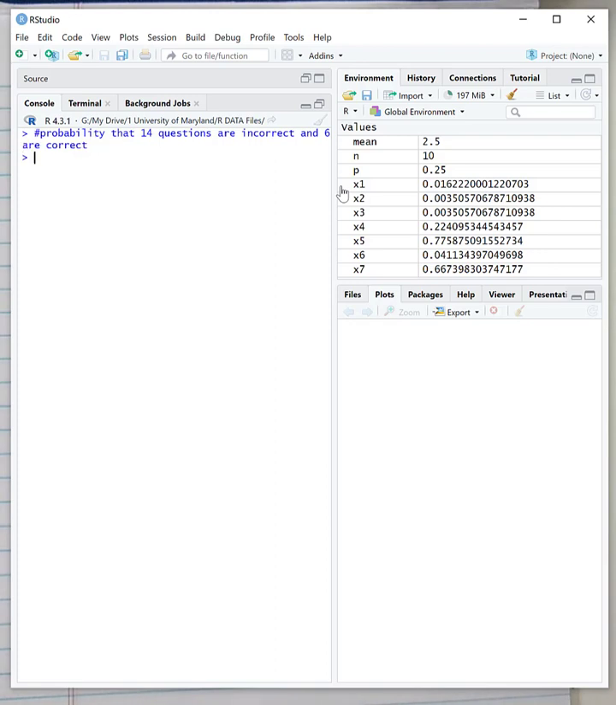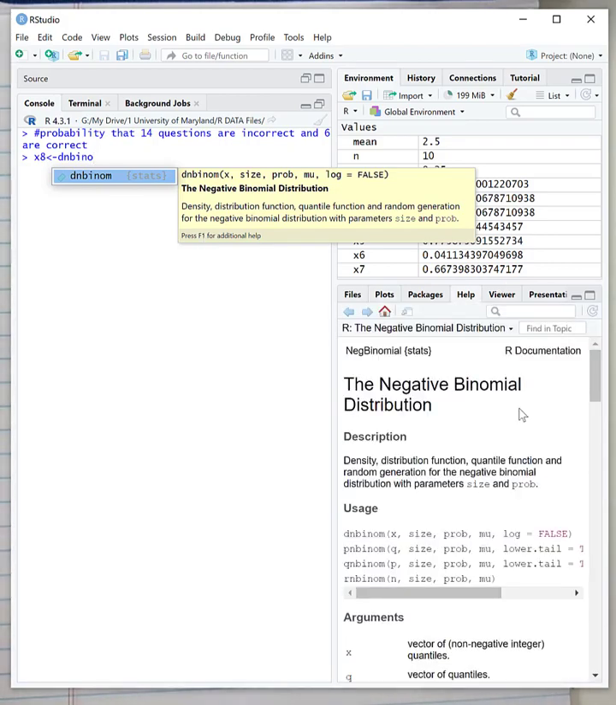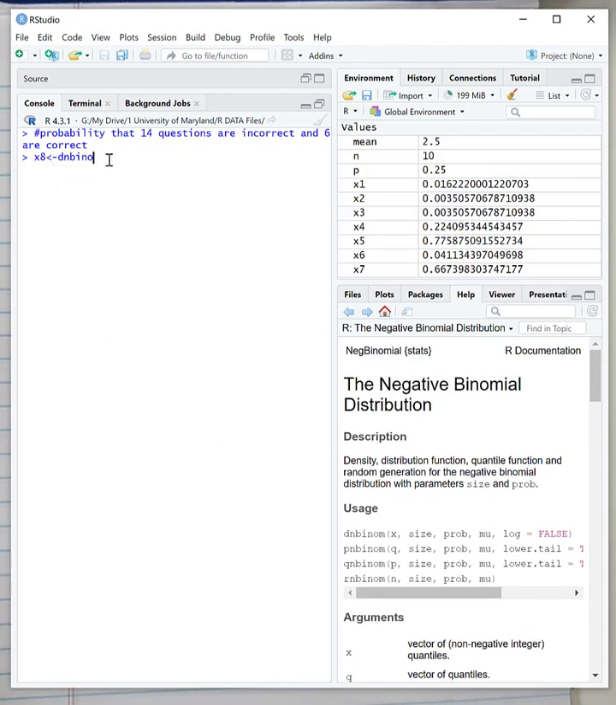So we do the, let's call it x8. Let's clear all this. Oh no, we're going to keep x8, and we're going to have that be the D negative binomial. If you want to see what the negative binomial does, you can always click onto here and press F1. If you press that, it will give you everything that the negative binomial and what all the code would mean. So for my x, I'm going to put the number of incorrect answers. So we're looking at 14. The number of correct, or successes, we said 6. And our probability of success is 0.25.